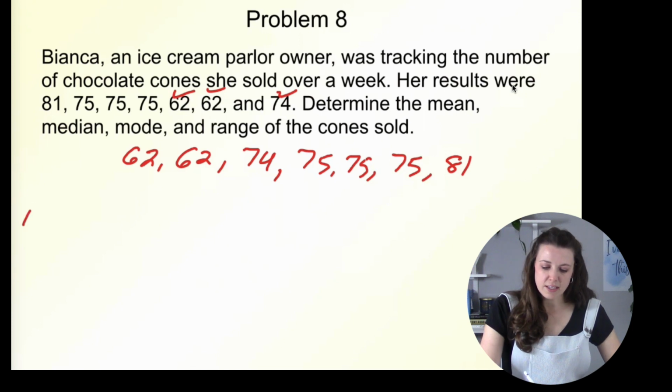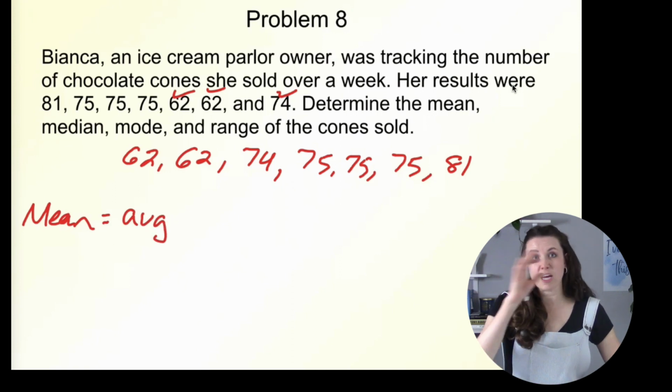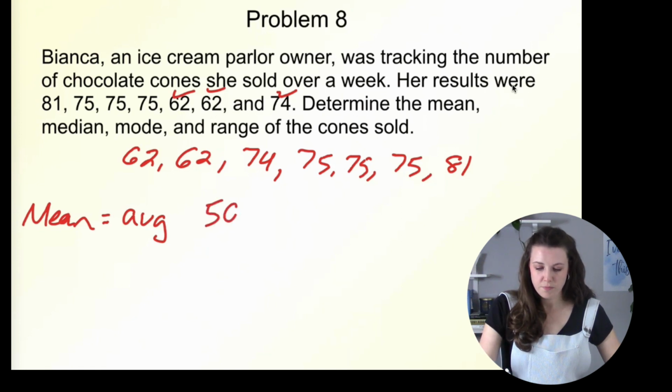So the mean is simply the average. What I'm going to do is add up all the numbers together, and when I add them all up, I get 504. And I count up how many numbers there are: 1, 2, 3, 4, 5, 6, 7 numbers. So I'm going to divide the 504 by 7, and I get my mean, which is 72.